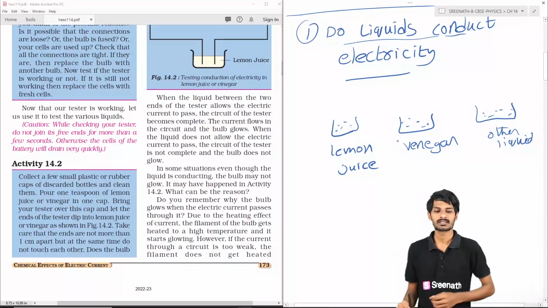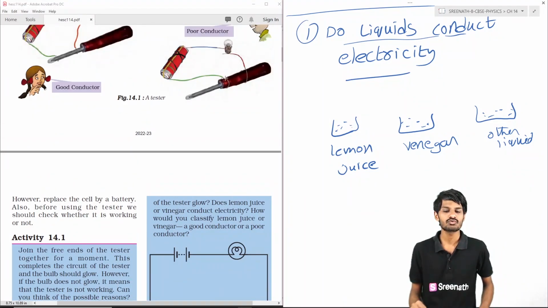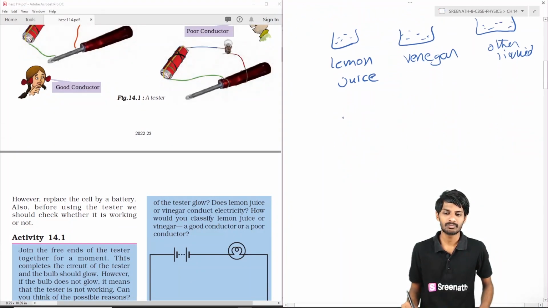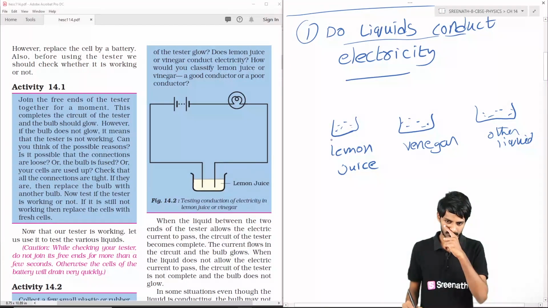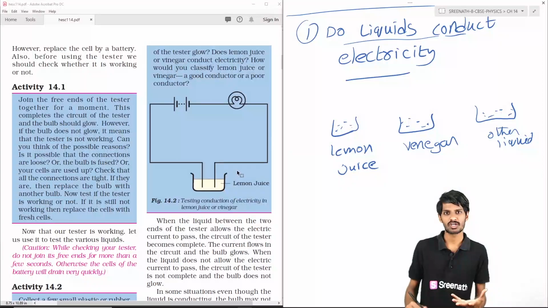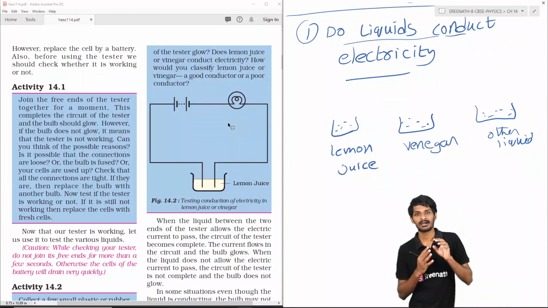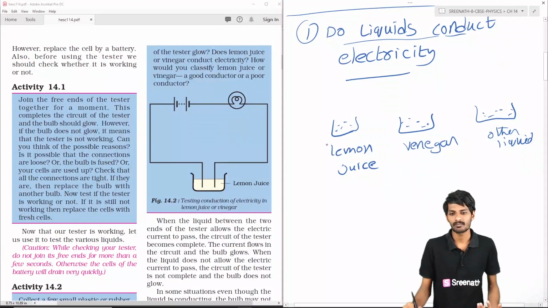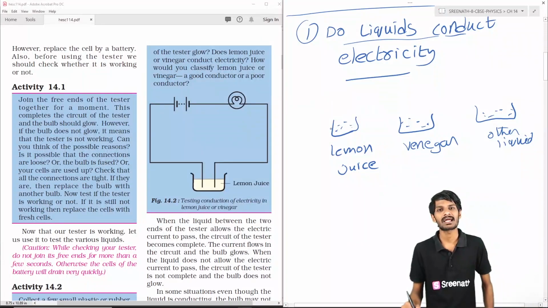There are two free ends now, students. These two free ends are immersed, dipped in this, like this. In this situation, if the light glows, then we say that the liquid is conducting electricity, so the liquid is a good conductor. If the bulb does not glow, then it is not a good conductor.